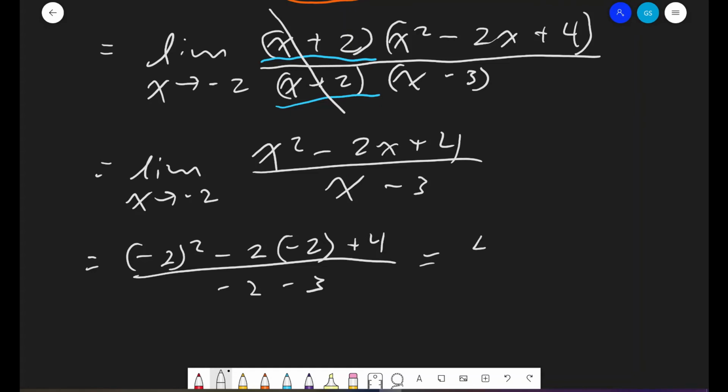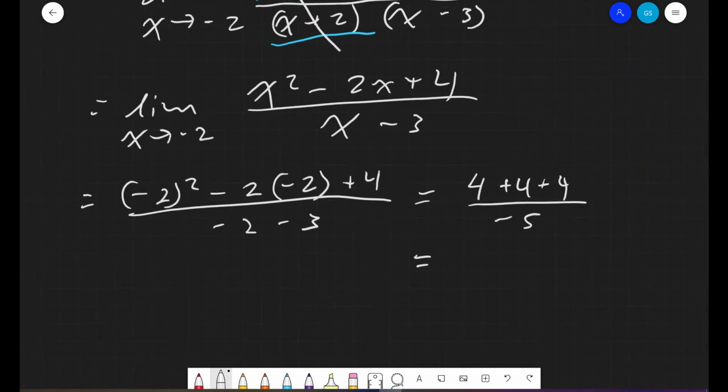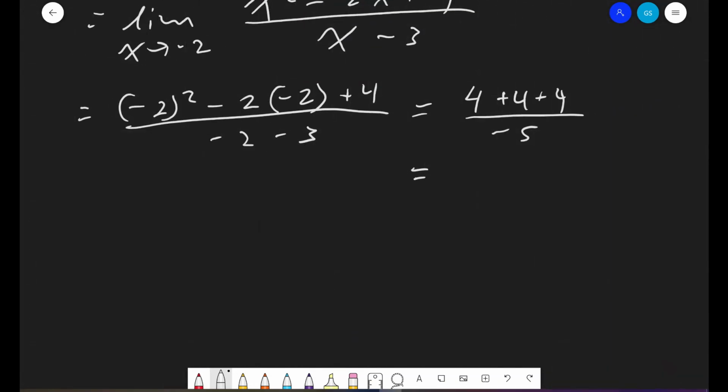Well, -2 squared is 4. 2 times -2 times -2, that's just 4, plus 4, over -5. 4 plus 4 is 8, plus another 4 is 12. And that's what you get.